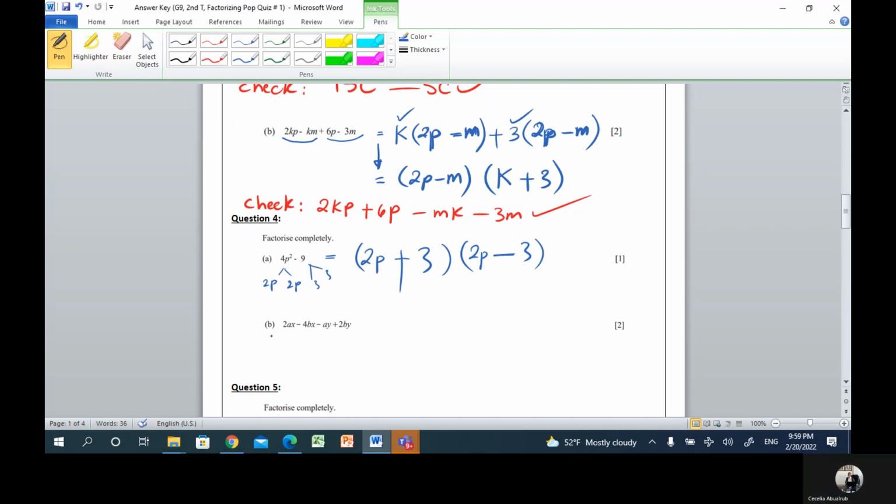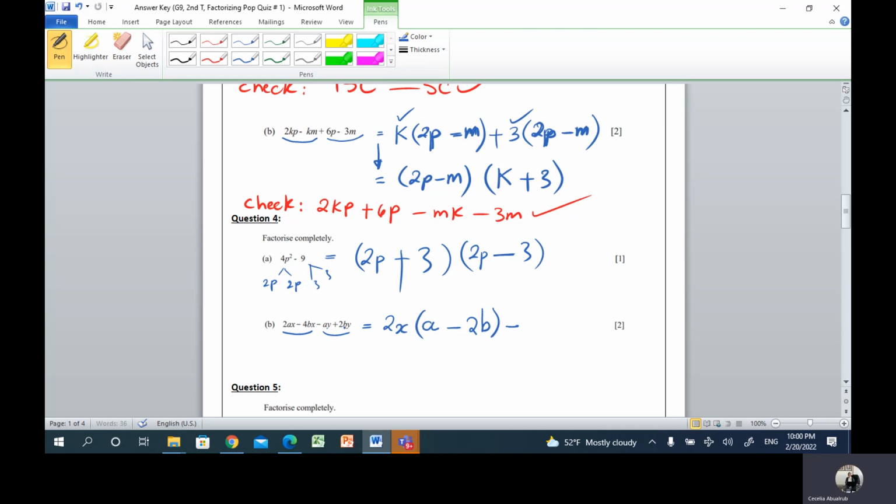The next one, we're going to take the first two terms and the last two terms. So 2ax minus 4bx, we're going to get the common factor, which is going to be 2x. Open a bracket. Here it will be a, because 2x times a will give us back 2ax, and minus 2b, because 2x times negative 2b will give us negative 4bx.